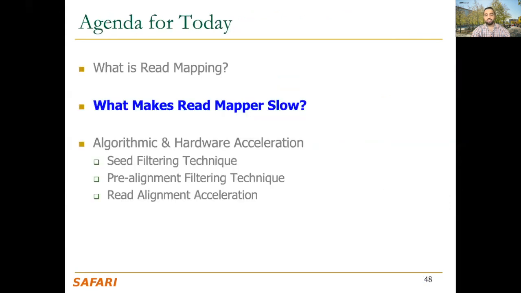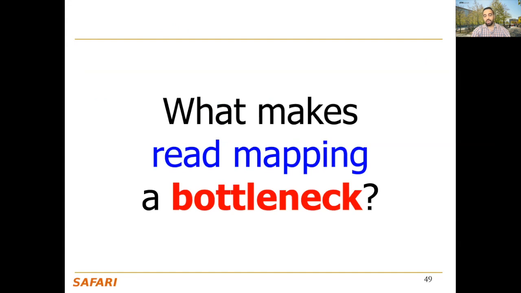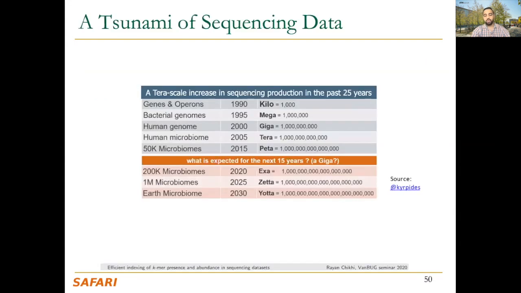Now, what makes it slow? What makes read mapping a bottleneck? Of course, first, the cost is really low. So we are able to generate a huge amount of data every year. And we expect this to continue until 2030, to generate a reference genome or sequencing data for every microbiome living with us here on Earth or even in space.